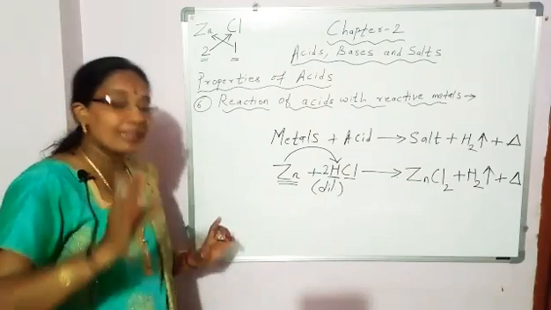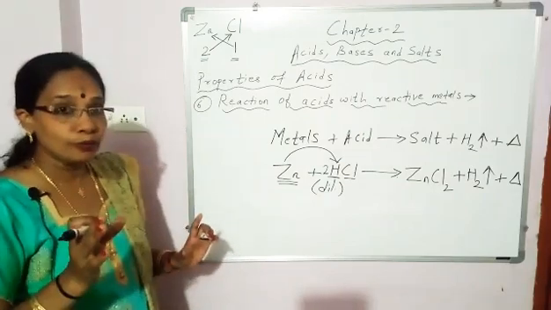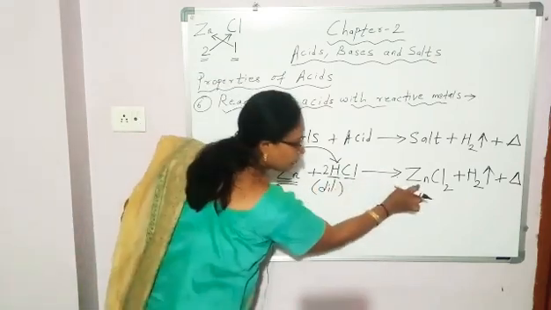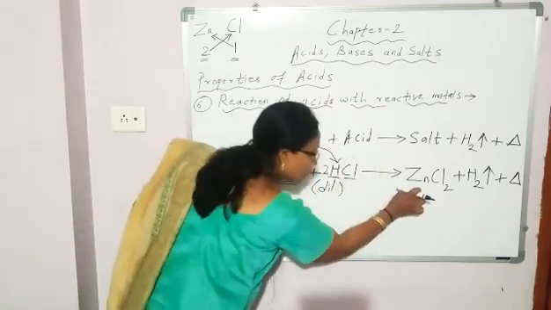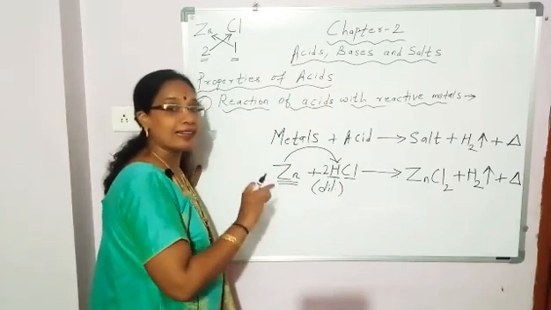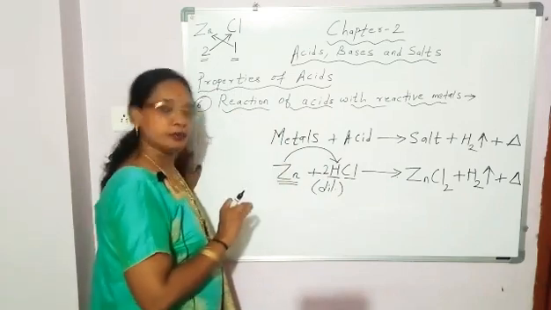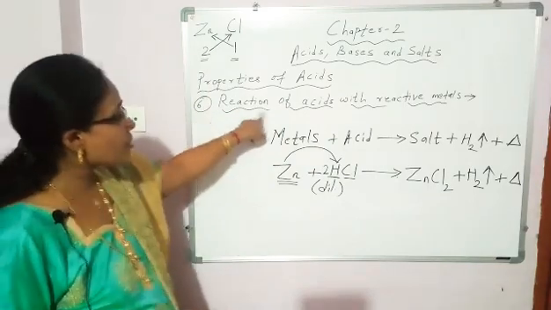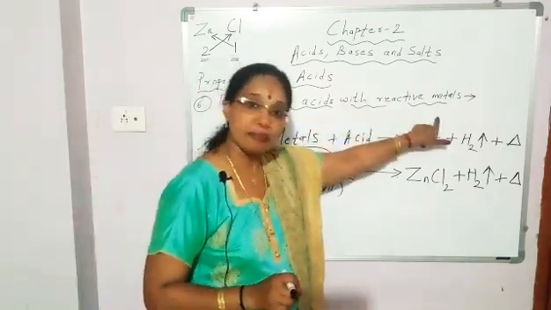So, to balance an equation, what you have to do? The number of atoms of each element in the reactant and the product should be same. That is called balanced chemical equation. So, what we were discussing, sixth property, reaction of acid with reactive metals.